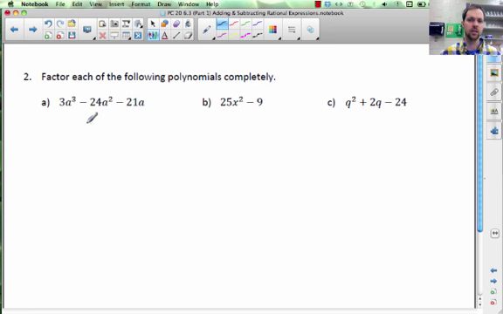Factor each of these completely. I'm going to leave this for you to do on your own because we have had just a ton of practice with this, and I do expect you to be able to do all this by now.